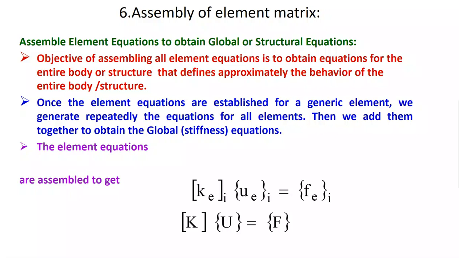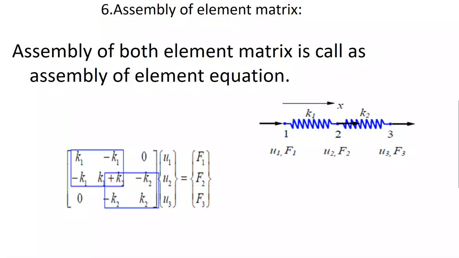For example, we have already discussed the general equations: element stiffness matrix times element displacement equals element force vector. Finally, we get the global stiffness matrix times the global displacement vector equals the force vector. So this is the assembly equation. For example, the assembly of both the element matrices is called the assembly of element equations.